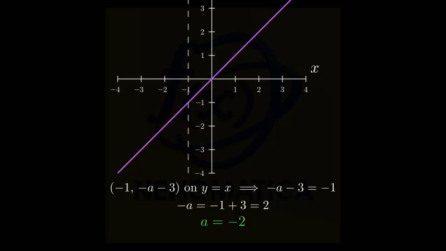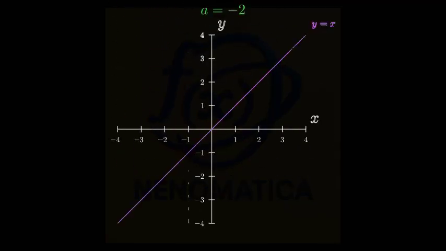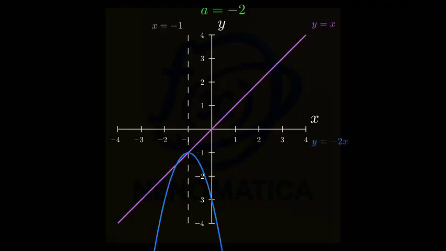Let's verify by graphing the parabola when a equals -2. We will draw y equals -2x squared minus 4x minus 3 and mark its vertex. The vertex should be at (-1, -1), which indeed lies on the line y equals x.